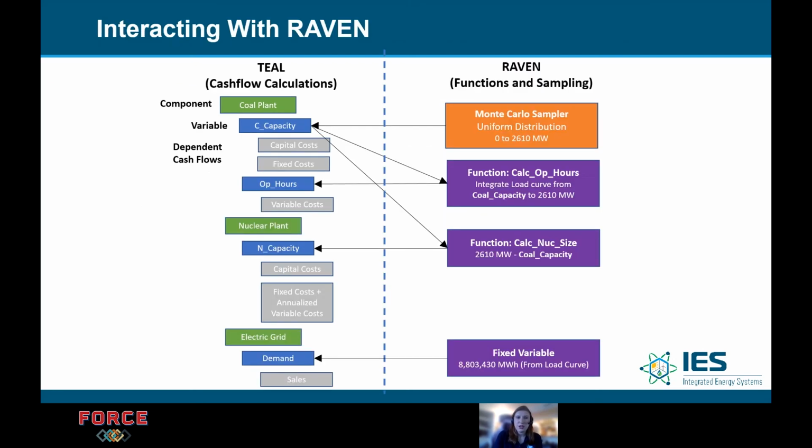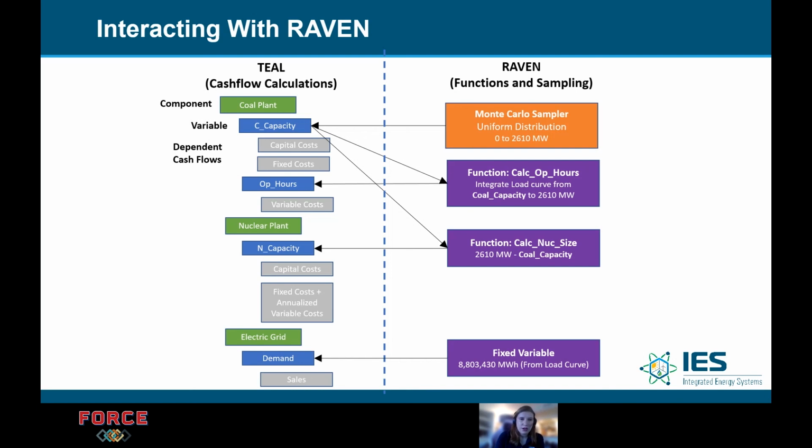So now when we're interacting with Raven, it's a little more complicated because some of our variables depend on each other. So this is an optimization problem. We're going to do a Monte Carlo sampler with a uniform distribution of 0 to 2,610 megawatts for the coal plant. And then there's a function that calculates the size of the nuclear plant that takes whatever capacity is set for the coal plant and subtracts it from the maximum capacity, and that is the size of the nuclear plant.